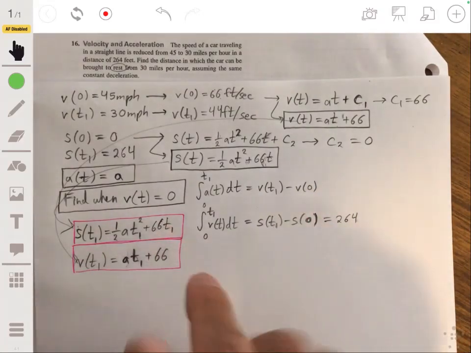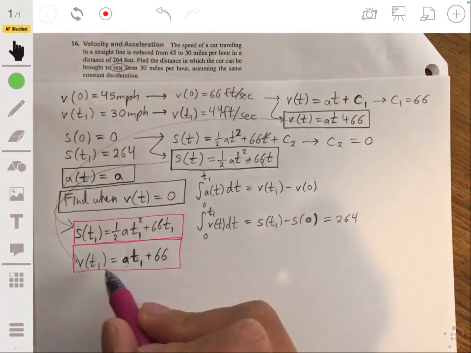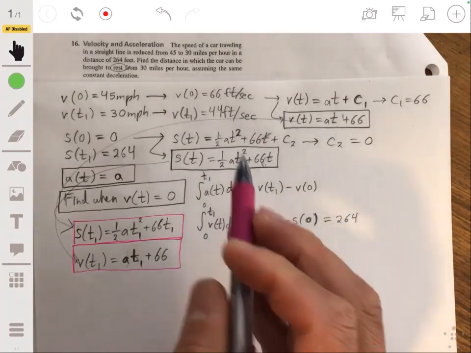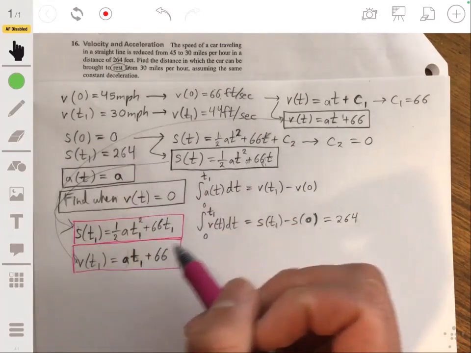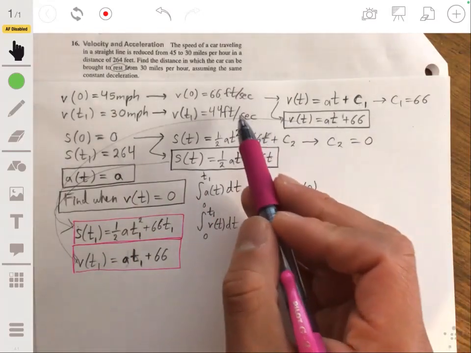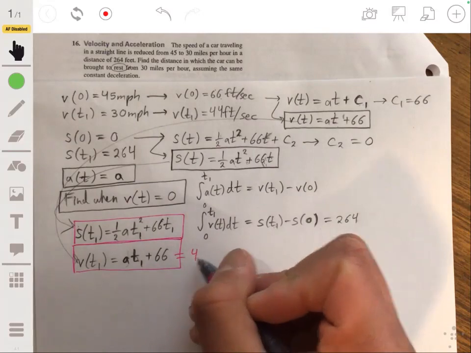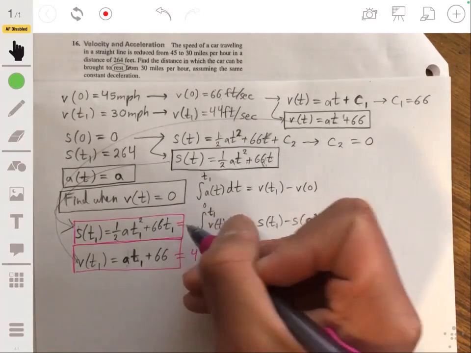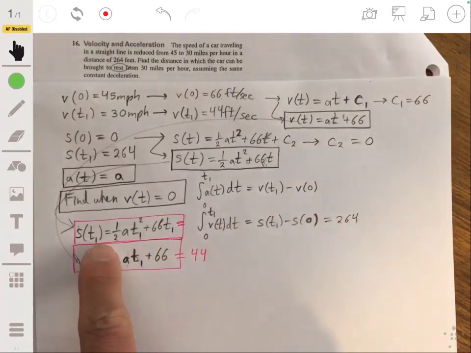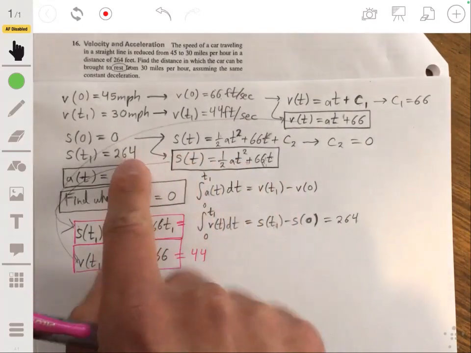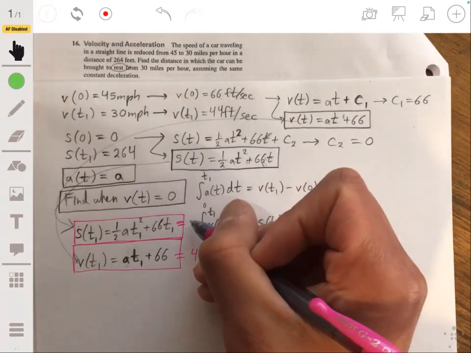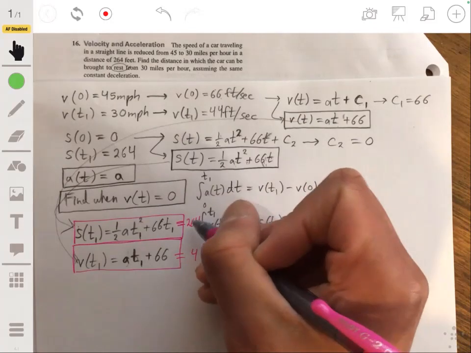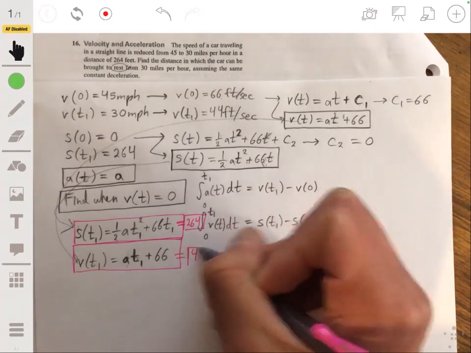So let me write that out. v of t1 equals a t1 plus 66. And v of t1 will be 44. And this s of t1 is 264. Hate squeezing this in here, but we're going to go with that. So s of t1 is 264 and v is 44.